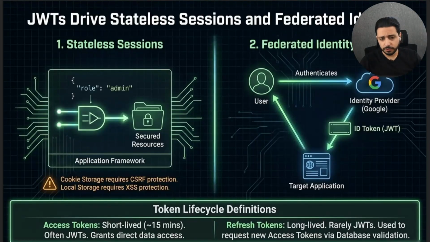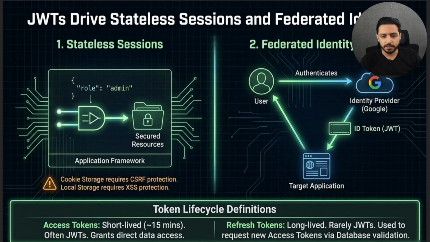Now that we have the foundation, let's talk about where you actually see JWTs in the real world. There are two main ways they are used: stateless sessions and federated identity. The most common use is storing session data directly on the client instead of a server database. Imagine an application where the server needs to know your user role, like if you're an admin or a regular user, to let you see certain pages.